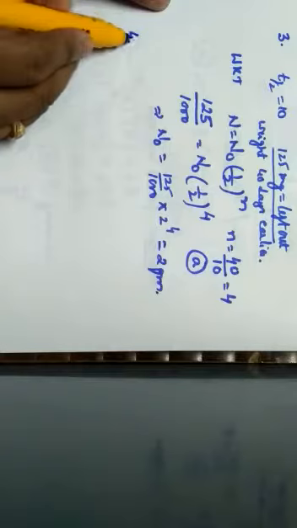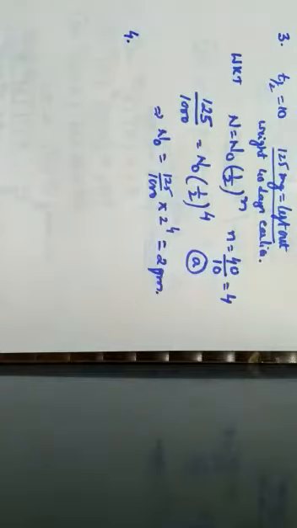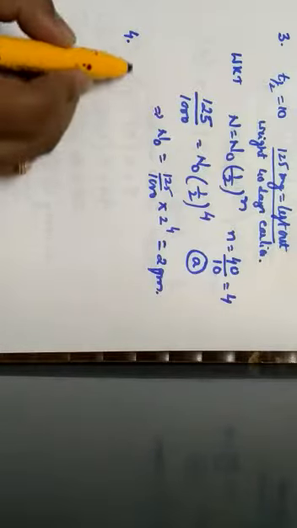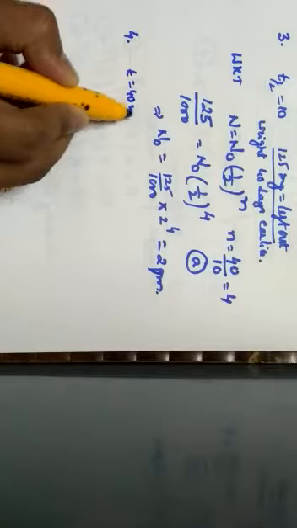Next one, question number 4. The concentration of a reactant X decreases from 0.1 molar to 0.05 molar in 40 minutes. So here they are telling that the initial concentration was 0.1 molar. It has been decreased to 0.05 molar in a time duration of 40 minutes. So time is equal to 40 minutes.